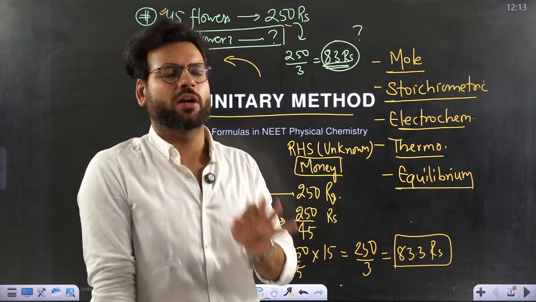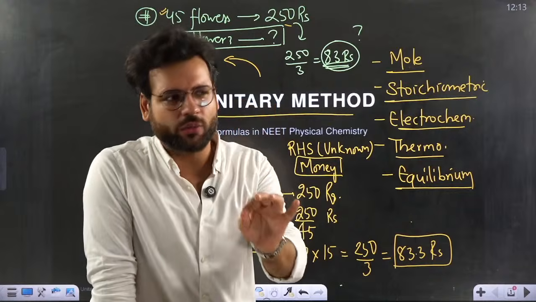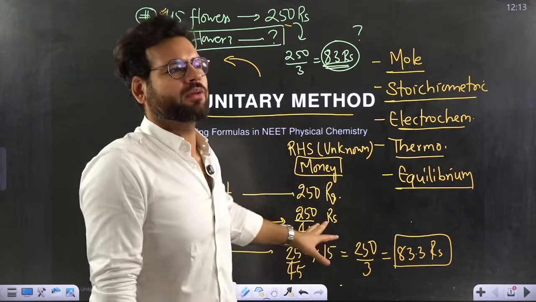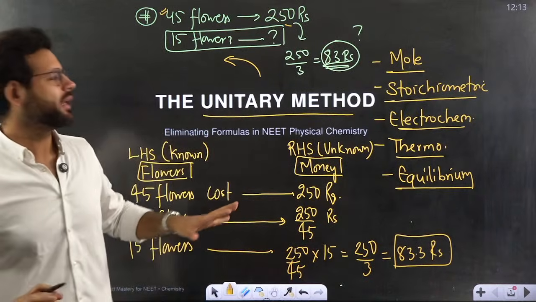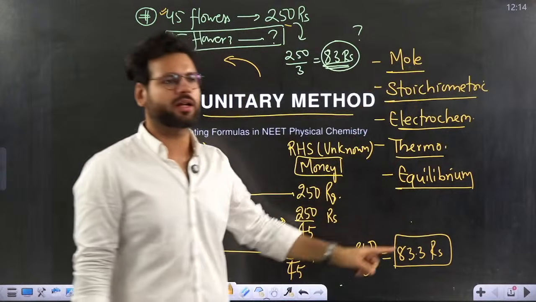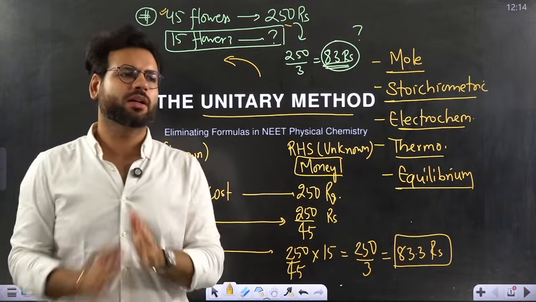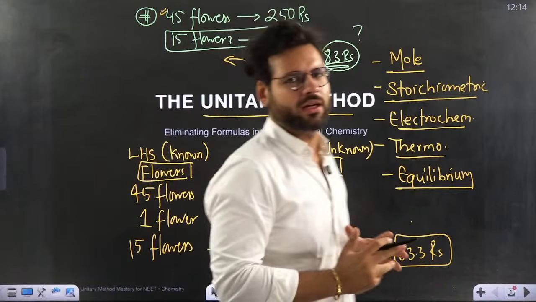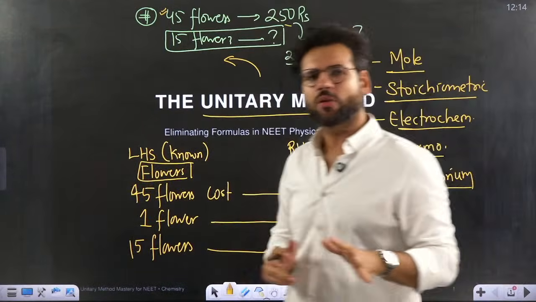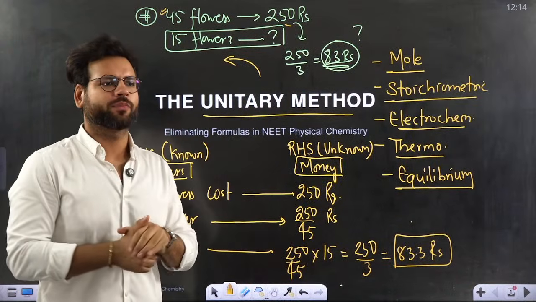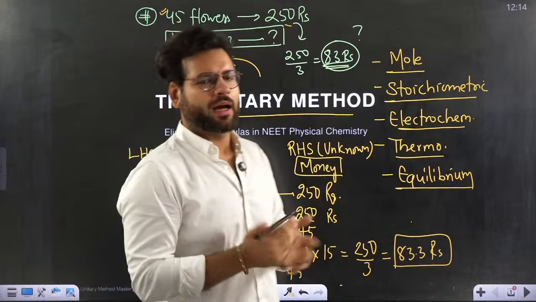Then we'll move forward and see how the most difficult questions of Faraday's law of electrolysis also can be done by simple unitary method. I will be relating all these chapters today. So we'll be covering questions from all these chapters today just by using the simple unitary method. Let's decode our physical chemistry and not mug up any of the formulas and directly go for the concept. Okay, so I'm starting with this now.